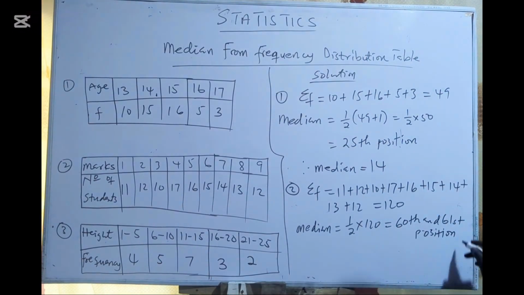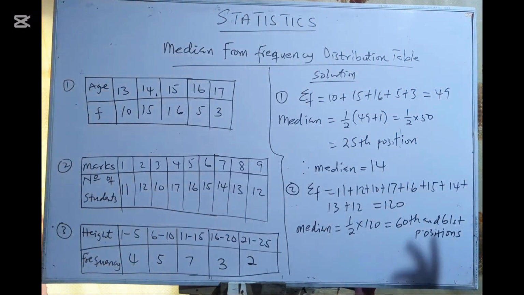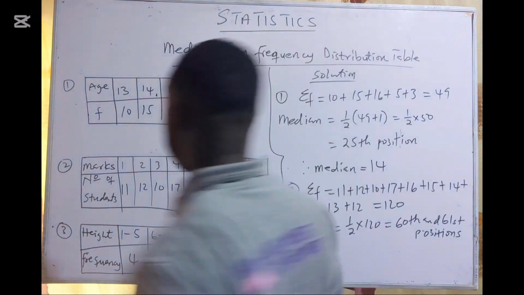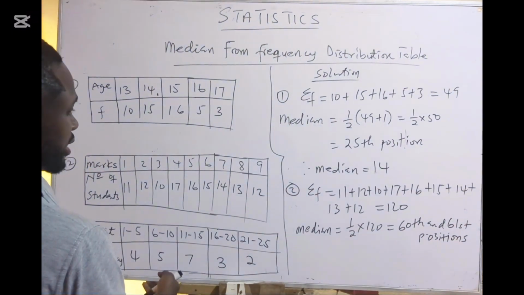Because 120 is even, there will be two numbers, the 60th and 61st. So let's locate the 60th and 61st. We are going to add the frequencies until we get to the 60th and 61st number.